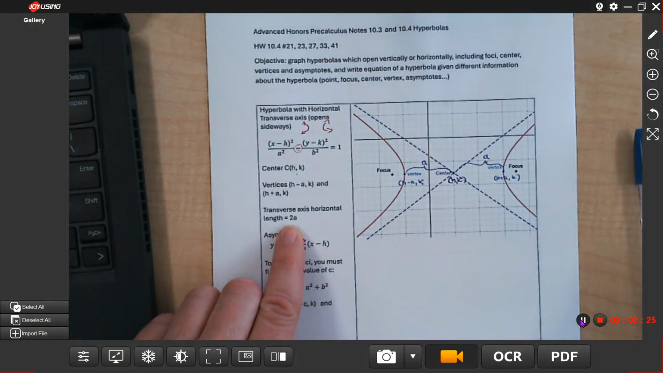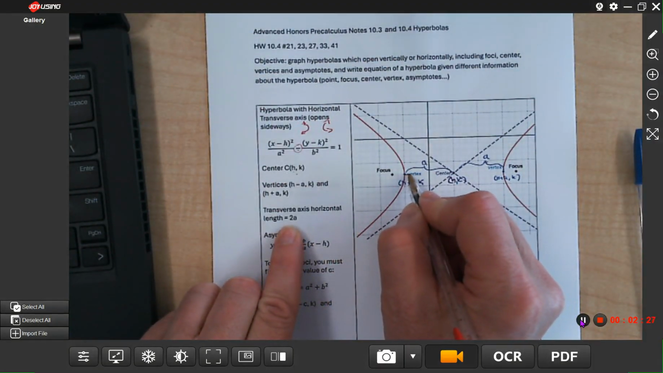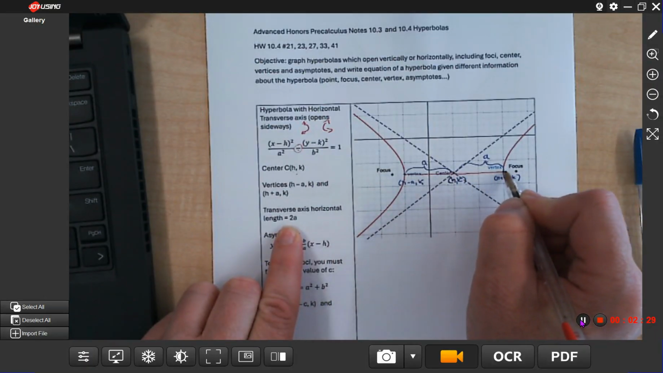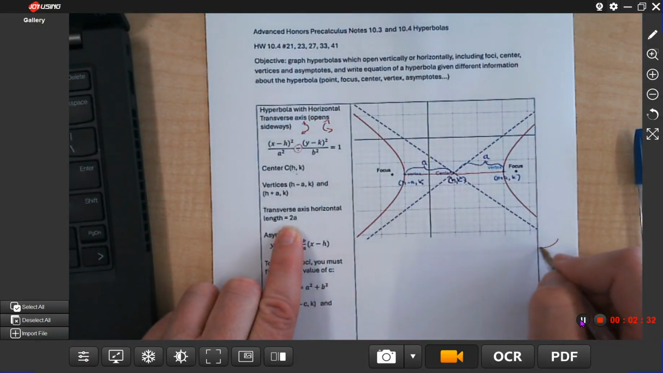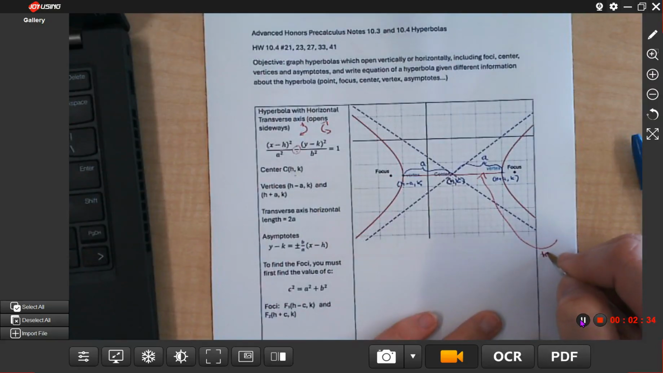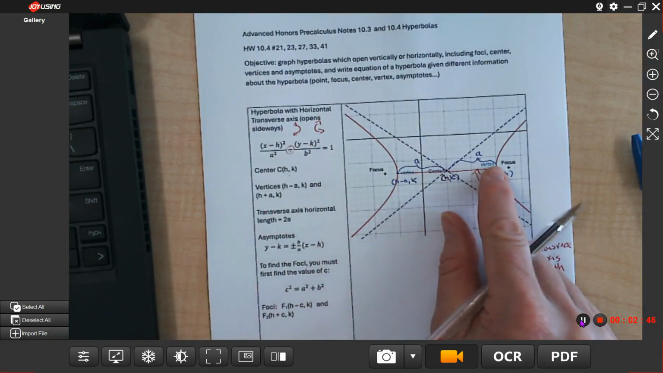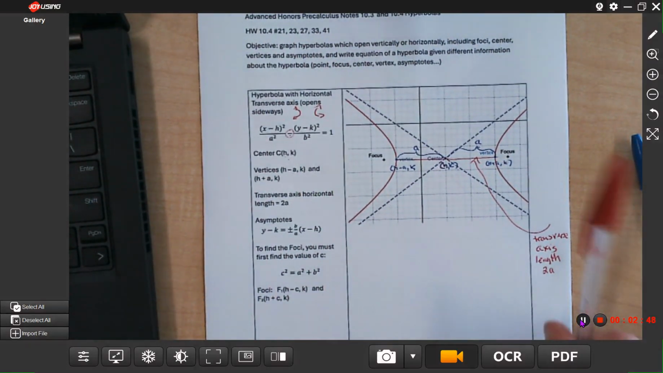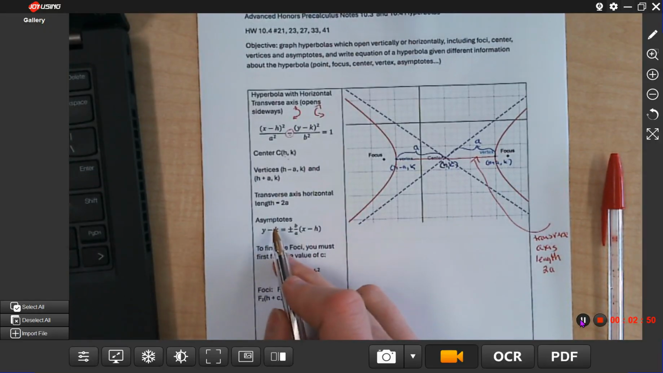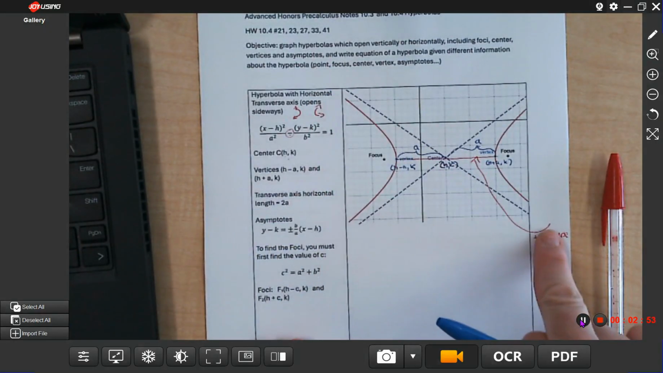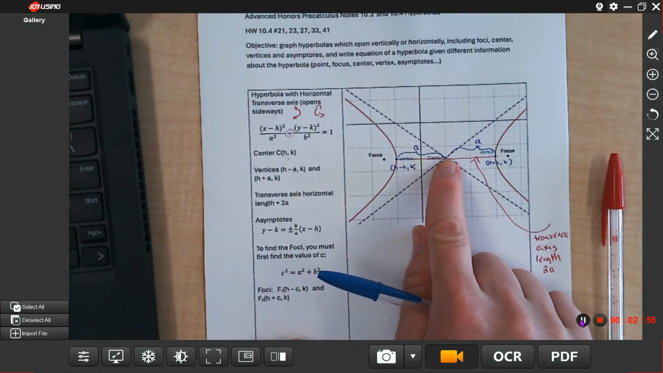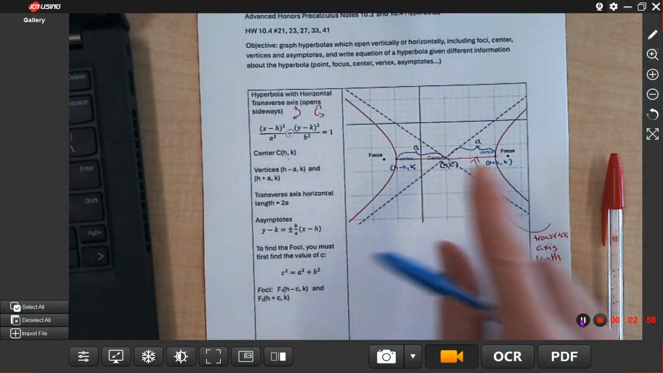And then we're going to draw in our transverse axis. It goes from one vertex through the center to the other vertex, and so that is the transverse axis, and it has length 2a, because from the center to one side is a, and from the center to the other side is also a. So now we're going to work on the equations of these asymptotes. So notice the asymptotes go through the center, both of them.